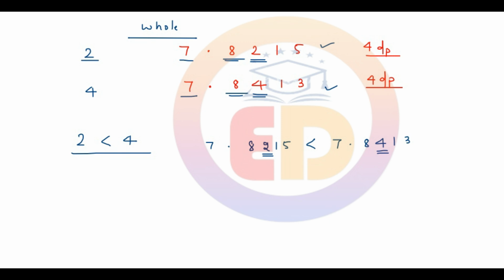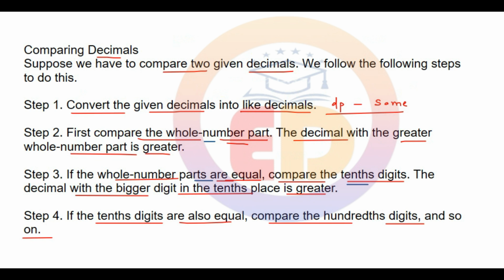And if suppose the hundredths place is also similar, then we go to the thousandths place. This is how we compare the decimal numbers. I hope the concept is clear. It will be further more clear when we will solve some problems based on this, which is upcoming.